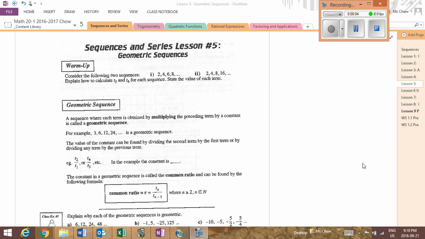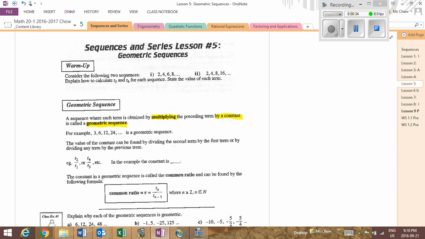Okay, so let's take a look at geometric sequences. We've spent some time looking at arithmetic sequences, and we touched on geometric sequences. We know that arithmetic sequences are ones where we are adding a constant each time. So a geometric sequence, as you would probably guess, is where you are multiplying by a constant term each time, and that is a geometric sequence.